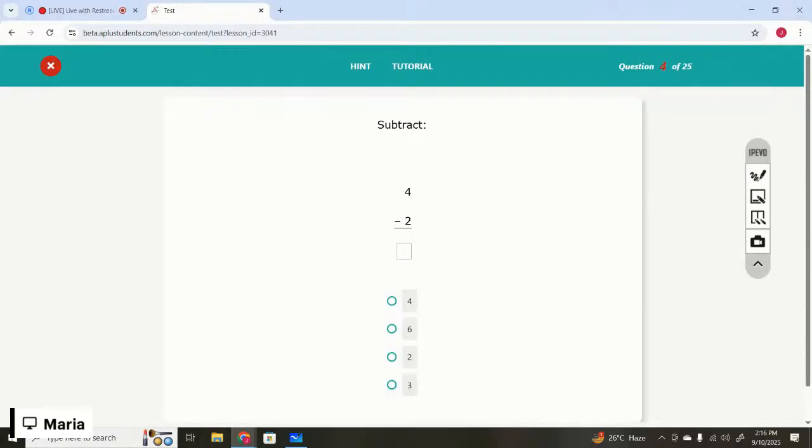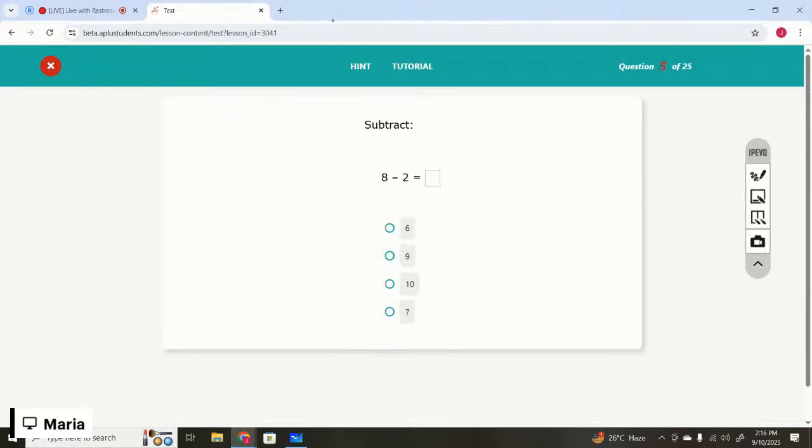4 take away 2. So which is the correct option? You have to go back by 2 digits, so you end up on 2. 4 take away 2 is 2.